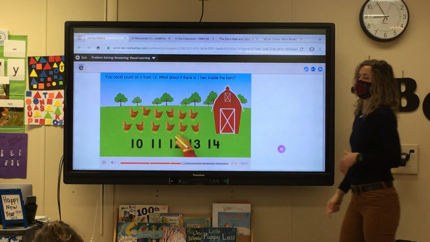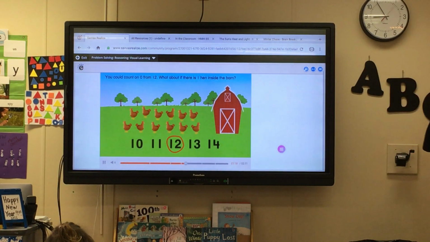Ready? You could count on 0 from 12. What about if there is 1 hen inside the barn? Then you could count on 1 from 12. How about 2 hens inside the barn? Then you count on 2 from 12.